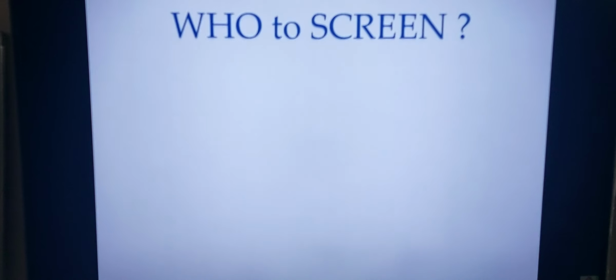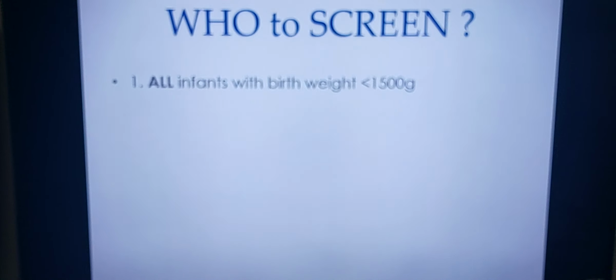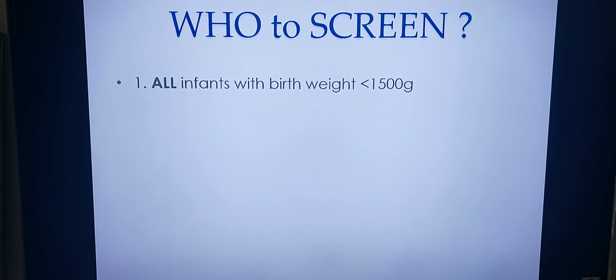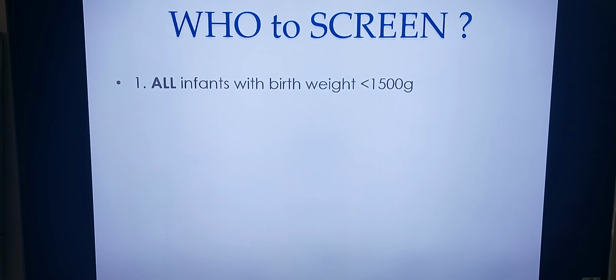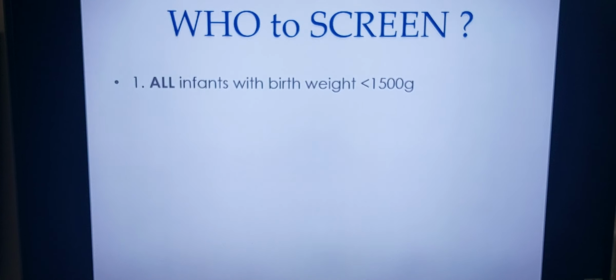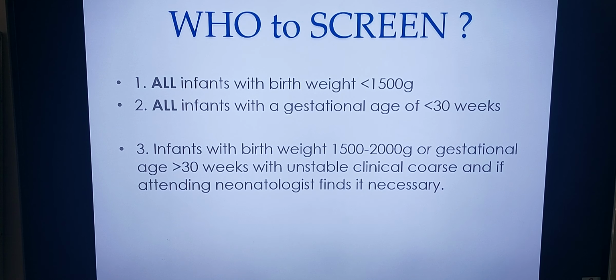So the first question is who to screen. All infants that come to us and have a birth weight of less than 1500 grams, all infants, we have to screen them for ROP. All infants that come to us with a gestational age of less than 30 weeks. These are the two terms that we should have in our mind when a young infant comes to us in our OPDs.